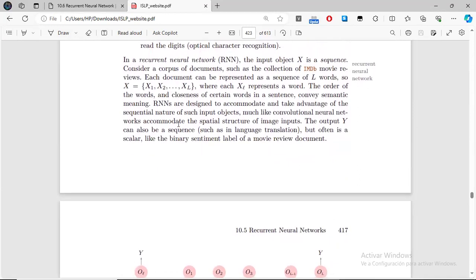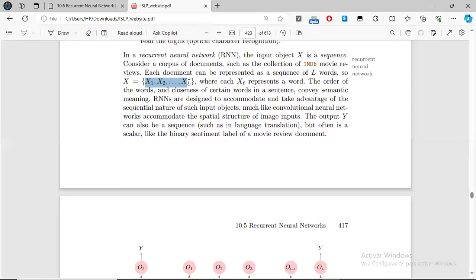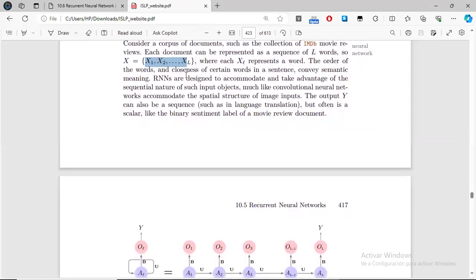So over here, our input object, as I mentioned, is a sequence because there is an importance in the past. For example, this would be a sequence of words to represent simply a sentence. And now the order of this does matter.